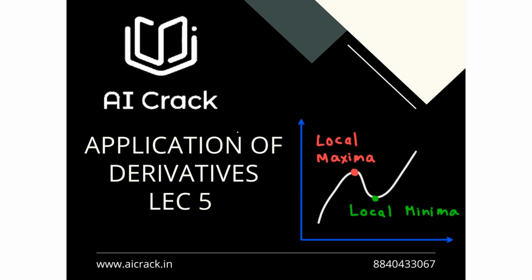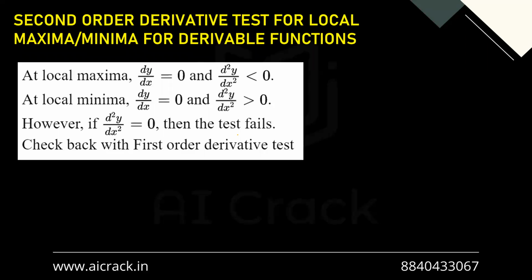So this is our last lecture for the AOD series, and post that we'll be starting with indefinite integration. So let us directly jump into the discussion. We'll be studying about the second order derivative test for local maxima and minima for derivable functions. So we have three cases over here. First is local maxima, second is local minima, and third is the case where the test fails.